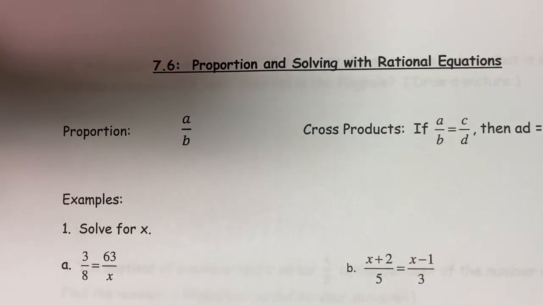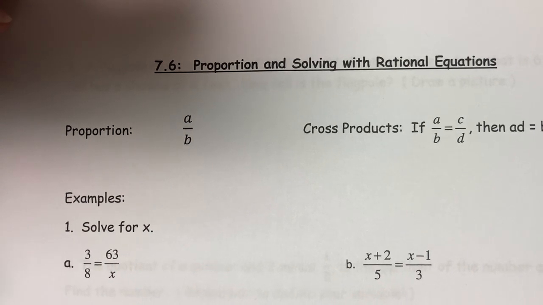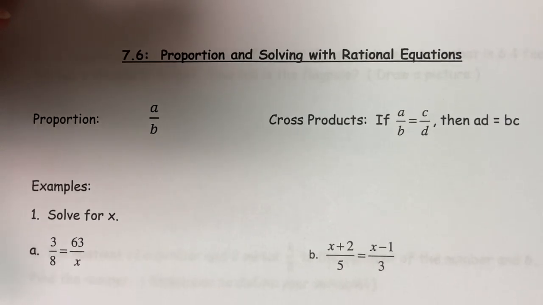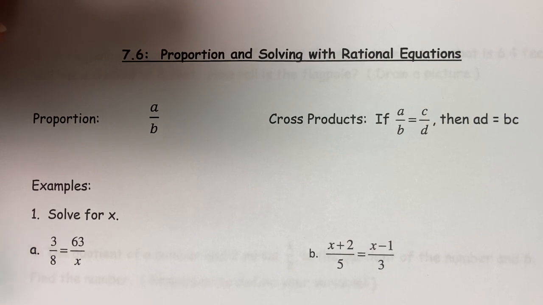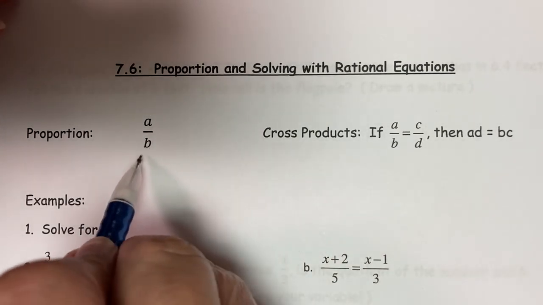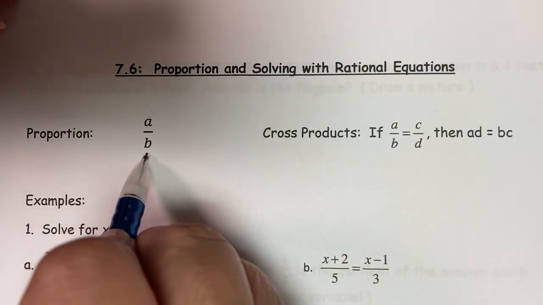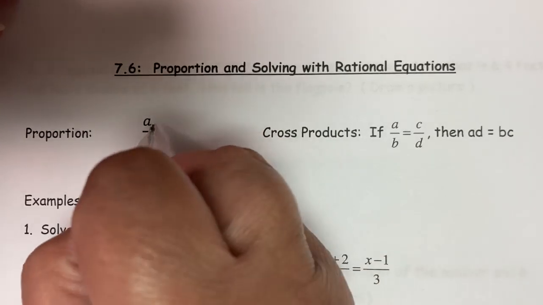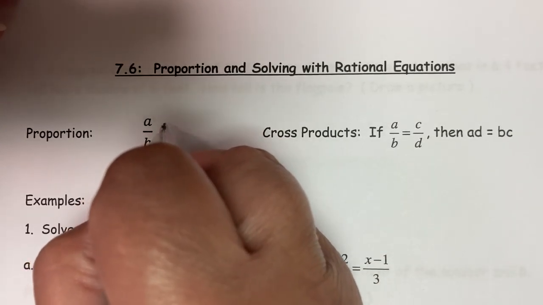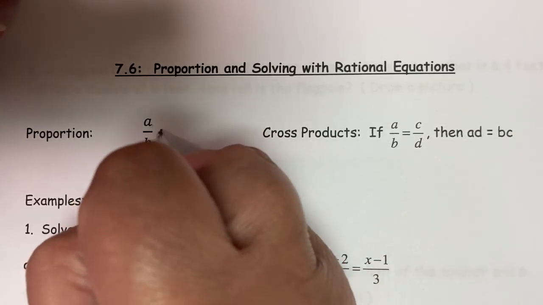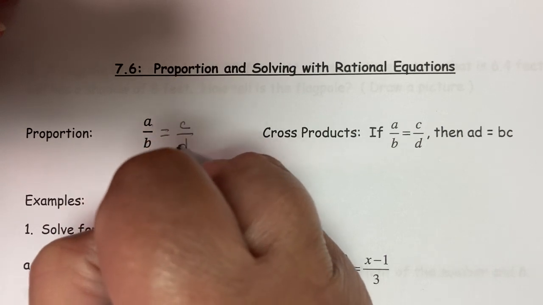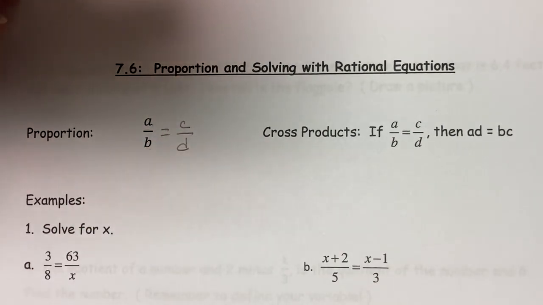Okay, we're going to start the notes for 7.6. So again, we're going to be solving equations, but we're going to be looking at special equations called proportions. A proportion is two fractions that are set equal to one another. A proportion would be A over B equals C over D. That would be a proportion.